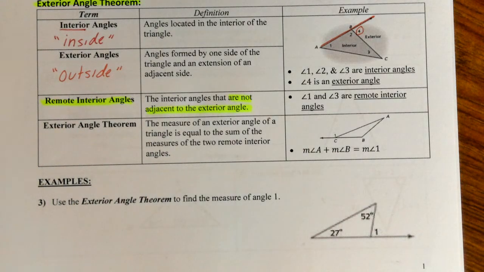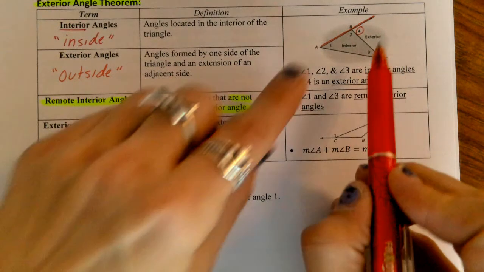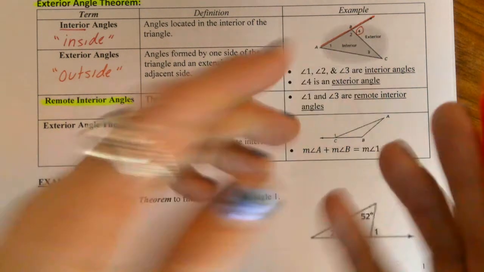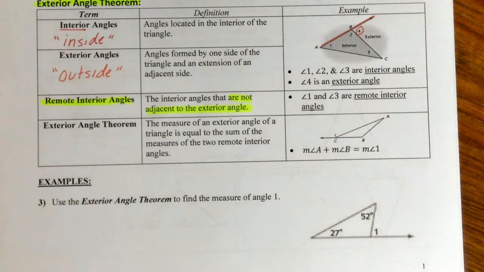Is the remote you're using, even nowadays, your remotes for Xbox and PlayStation, are they attached to it? No, they're remote. They're away from. So angle 1 and 3 are not attached to your exterior angle. They are remote, not attached.